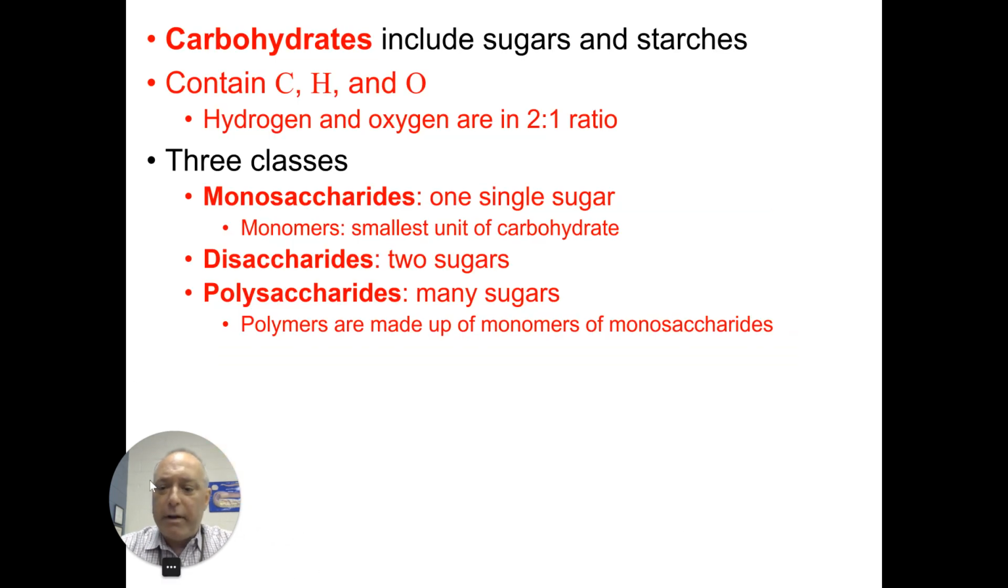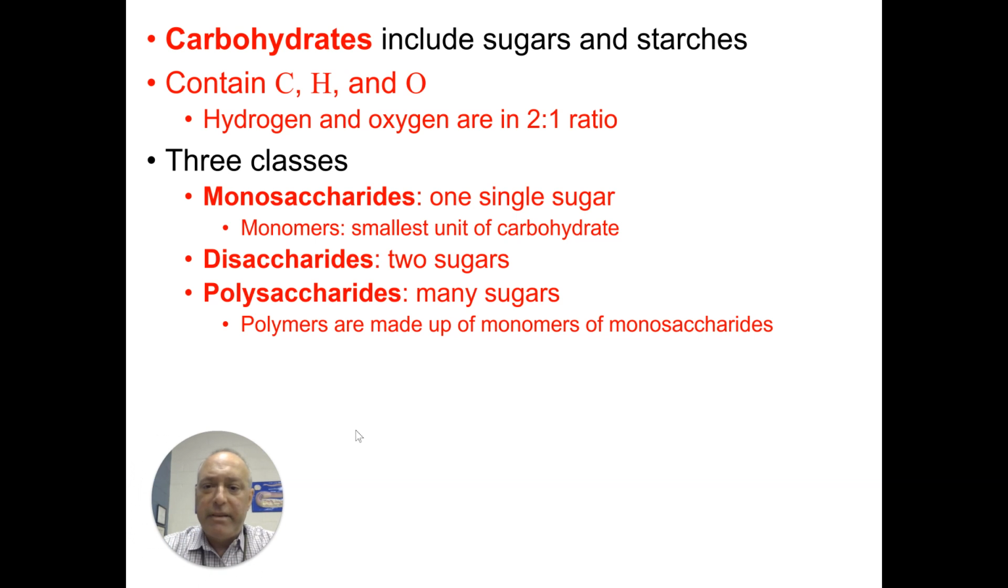So let's talk about carbohydrates. Carbohydrates contain a lot of C's, H's, and O's. And they're in a 2-to-1 ratio, hydrogen and oxygen, which means for every oxygen, there are about 2 hydrogens. There's probably 10 oxygens and 20 hydrogens in each molecule. There are 3 classes: monosaccharides, disaccharides, and polysaccharides. So carbohydrates are usually sugars and starches.